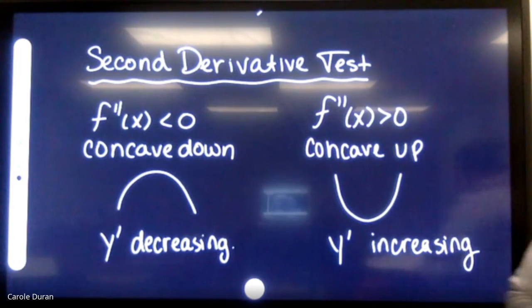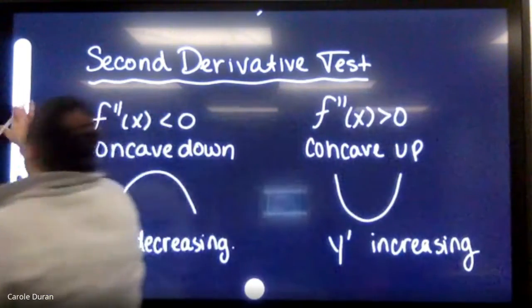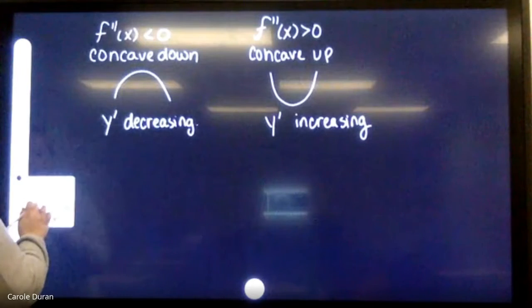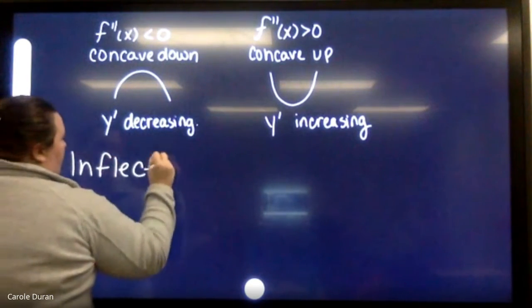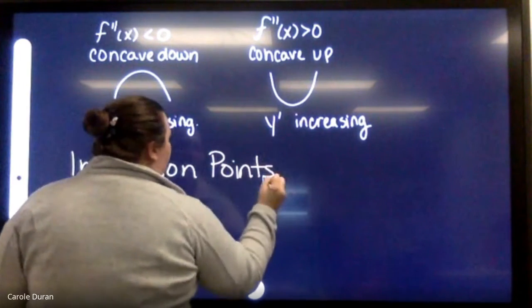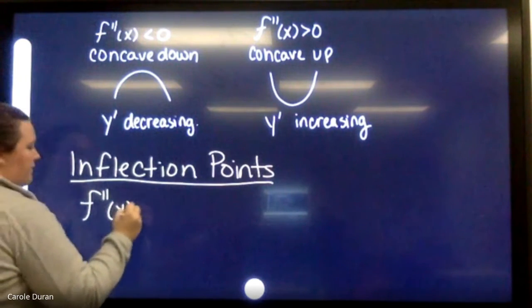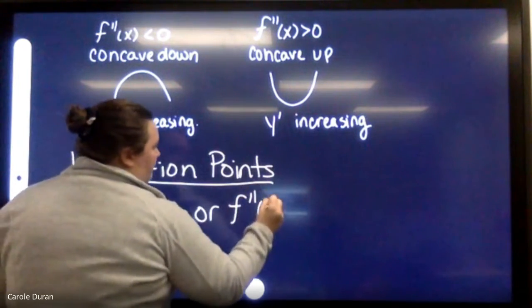Just like on our first derivative test, we had values where our derivative equals 0, and those were important points for us. We also have that on our second derivative. When we take the second derivative of a function and find where it equals 0, those are called our inflection points. These are the points where my concavity changes from down to up or up to down. It's where our second derivative equals 0 or where it's undefined.